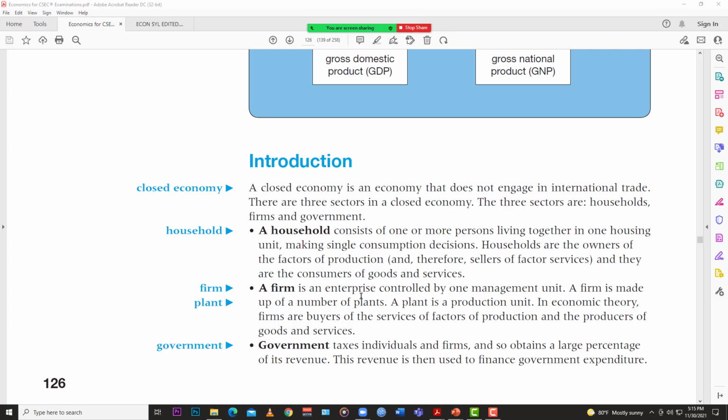Right, so we're establishing the link one more time. The firm is the one who buys the factors of production, the factor services, and they also produce the goods and services that the household would consume. Government taxes individuals and firms, and so obtains a large percentage of revenue. This revenue is then used to finance government expenditure.